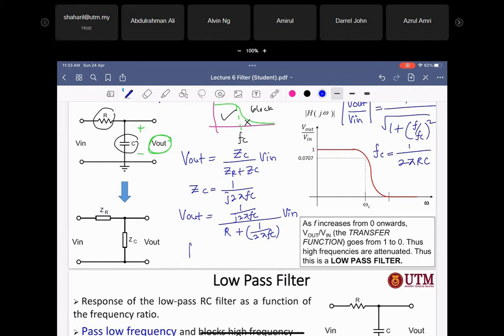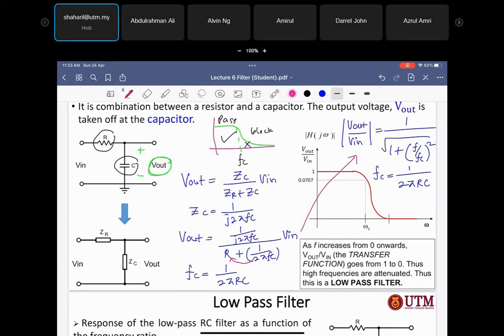Because FC equals V out over V in, and V out over V in equals 1 over 2 pi RC. So when you multiply this one and arrange it back to here, finally you will get this formula. I hope that it will be clear for you. Okay, done.